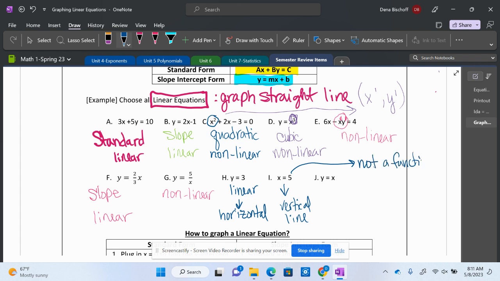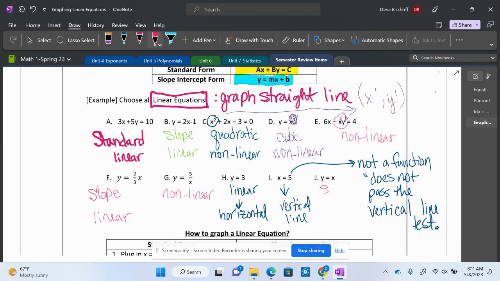I'm going to write does not pass the vertical. What am I filling in? Does not pass the what? The vertical line test. Good job. Does not pass the vertical line test. Yeah, remember, in order for something to be a function, it has to pass the vertical line test. And a vertical line will not pass the vertical line test.